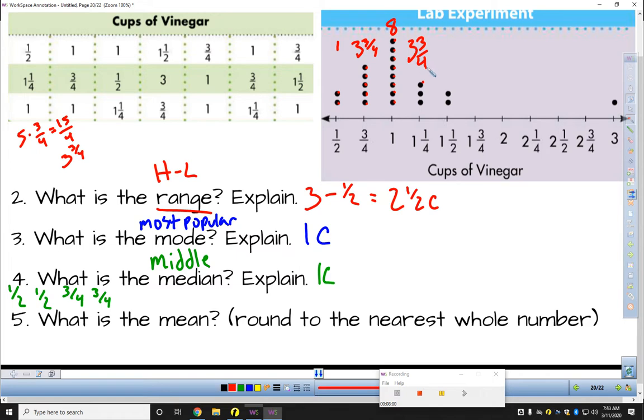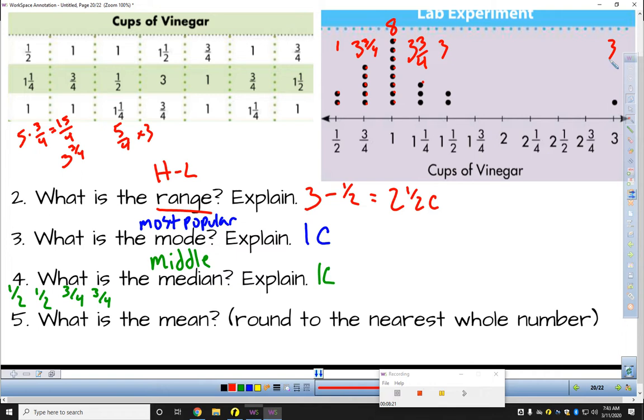Again, if need be, go off to the side. Probably should have written this as an improper fraction. That would have been helpful, right? 1 1/4 can be written as 5/4. Right? If I double 1 1/2, I end up with 3, and then I come all the way out here where I also have 3. Okay.